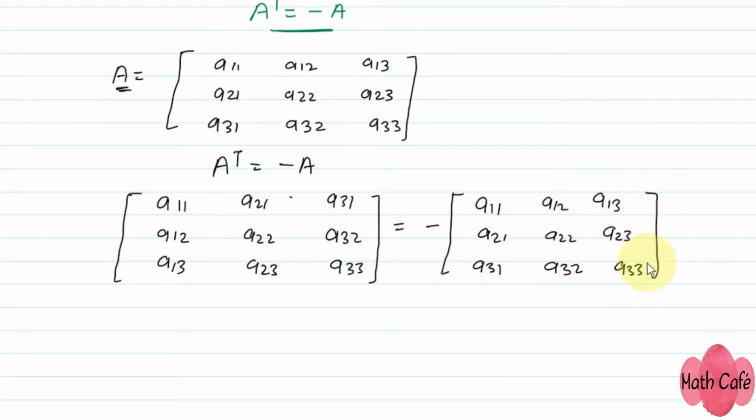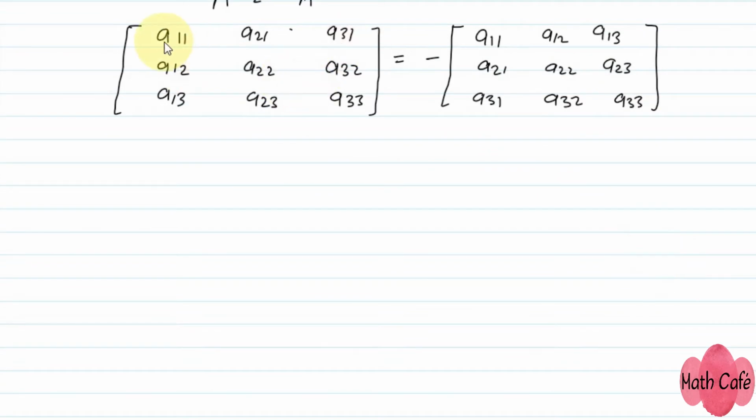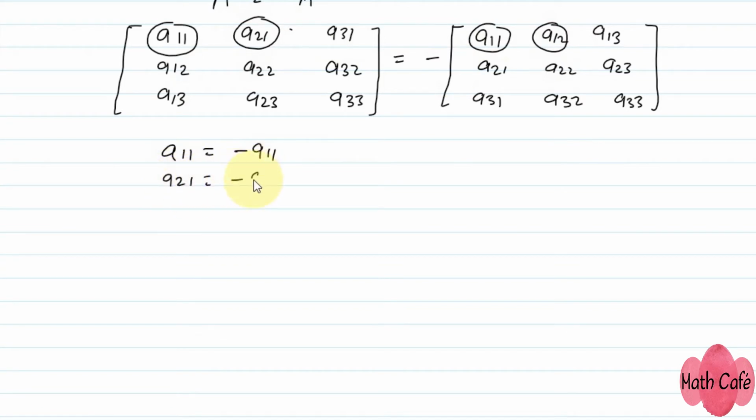Alright, so we are using here the algebra of matrices, so corresponding elements will be the same. So A11 will be equal to minus of A11, and A21 will be equal to minus of A12, and A31 will be equal to minus of A13.